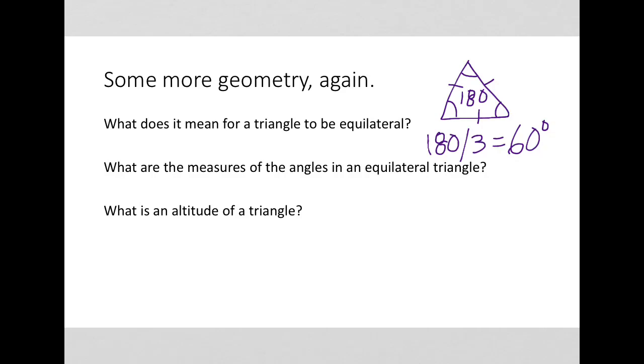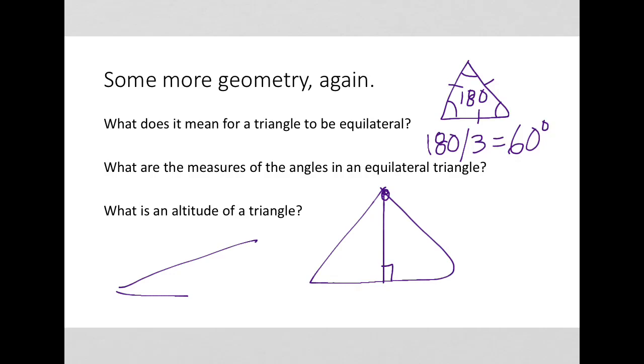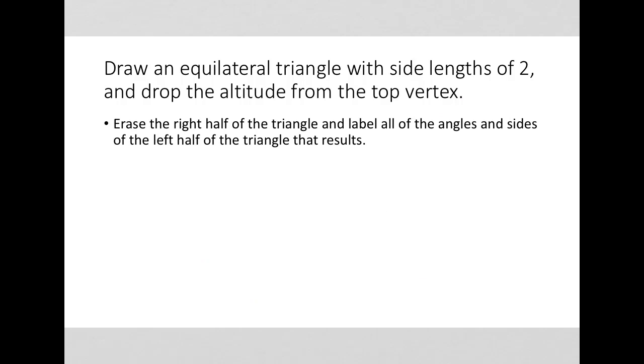Then the next question is, what is an altitude of a triangle? Well, an altitude of a triangle is a line that goes from a vertex perpendicular to the opposite side. You could even have some awkward scalene triangle like this, and the altitude would go straight down like that, even though that side doesn't extend out. But that's just a little geometry to think about. How does that apply to trig?